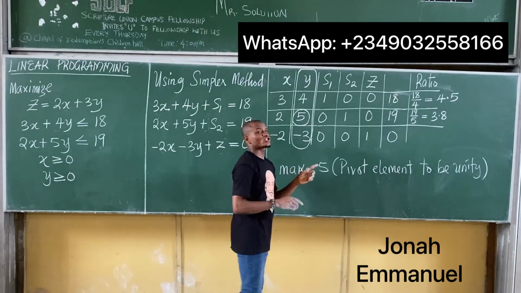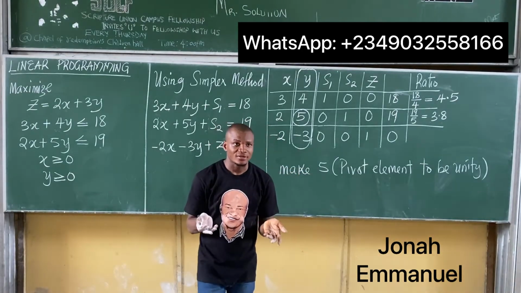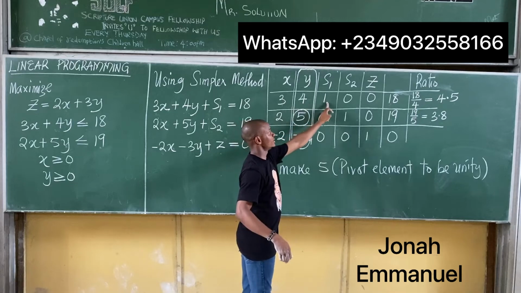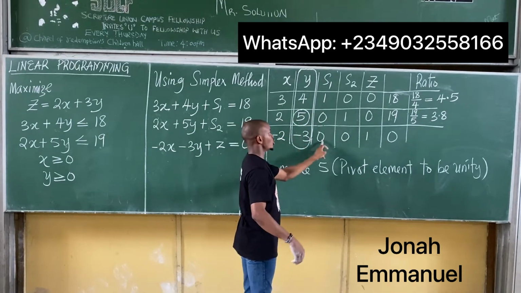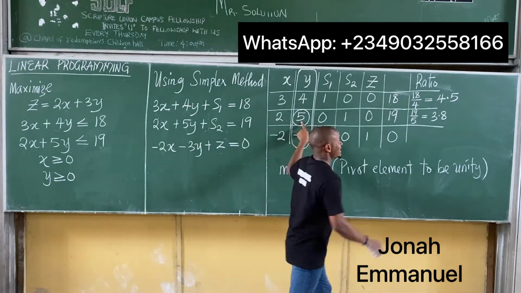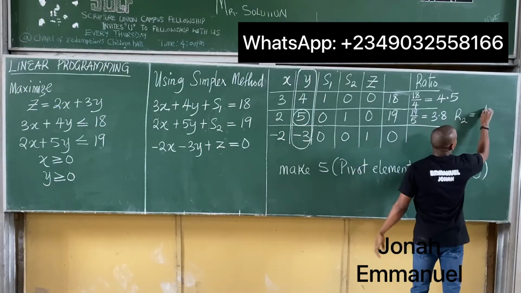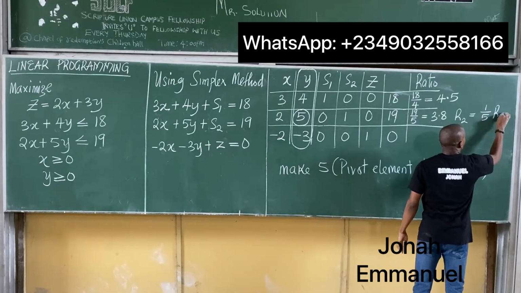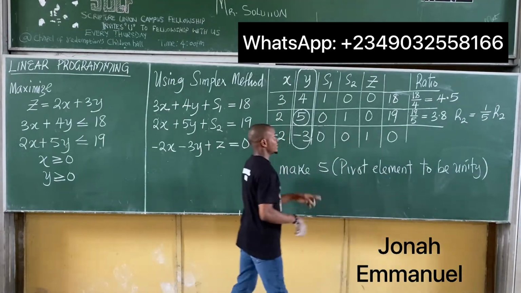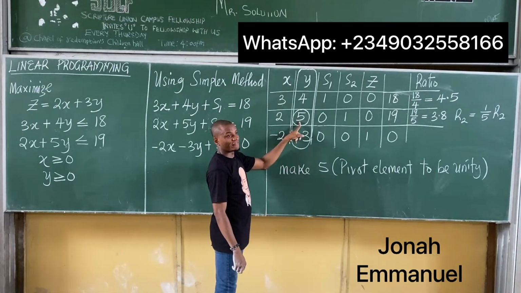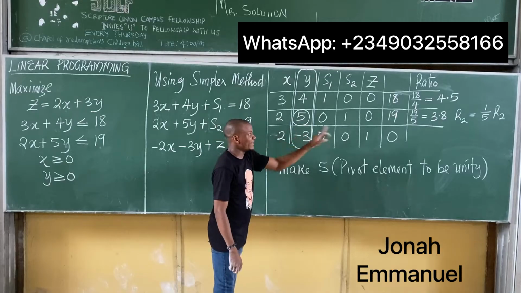In this case, this is what's called row operations. This is row 1, this is row 2, this is row 3. To make this my unity, let row 2 be equal to 1/5 row 2. Of course, my idea is this: if I multiply here by 1/5, it gives me 1. So use the same thing for all the rows.